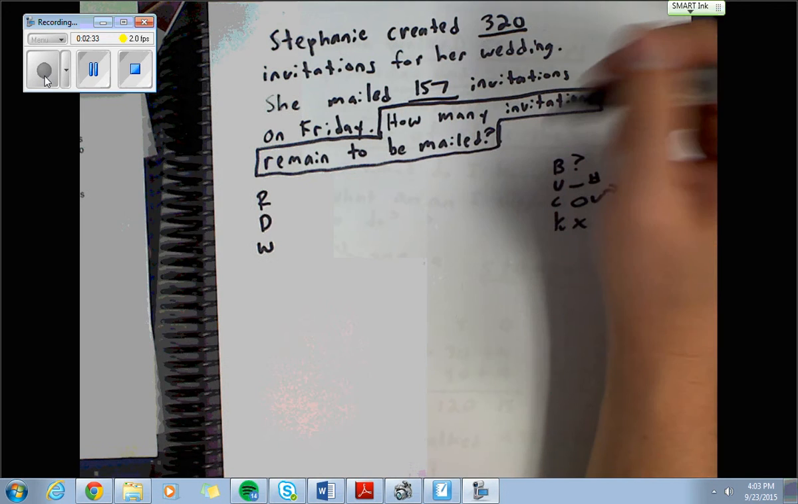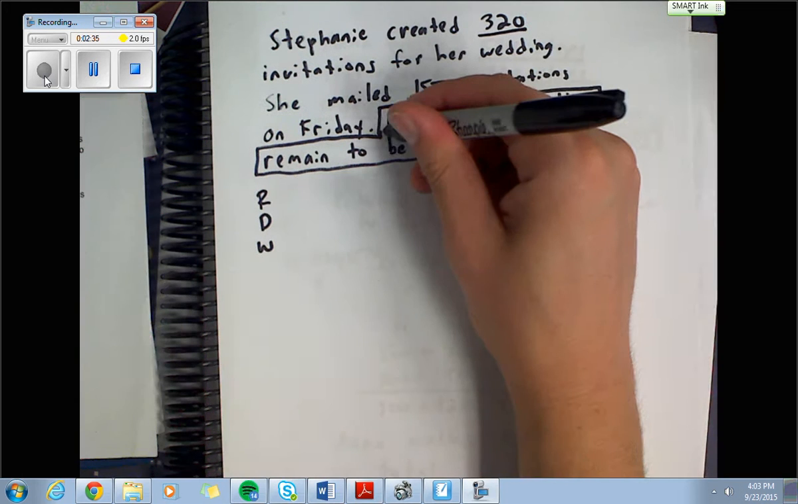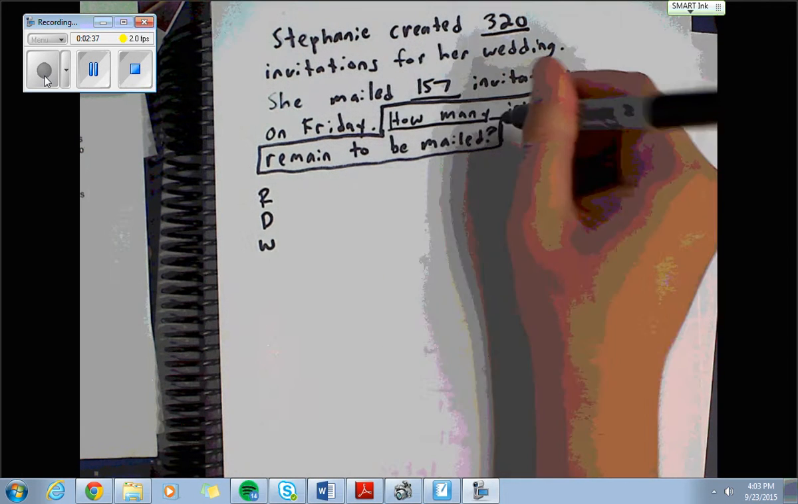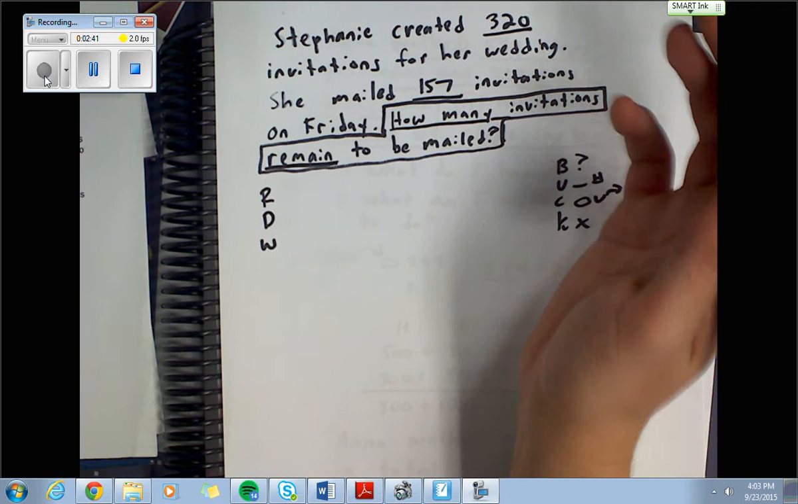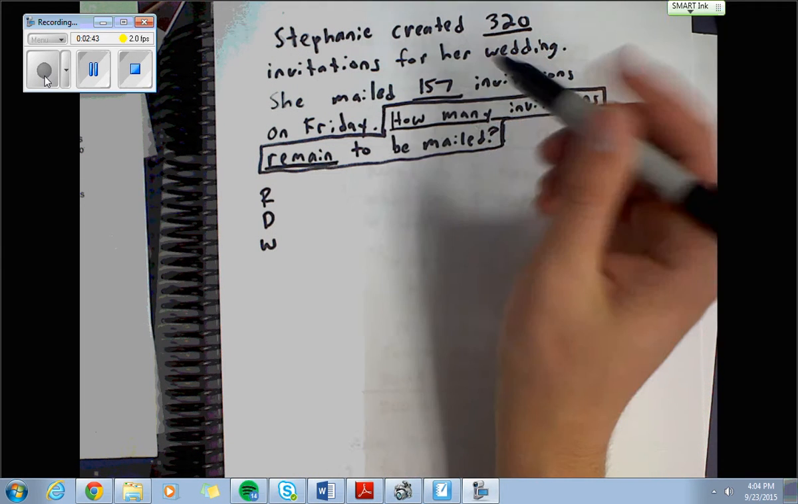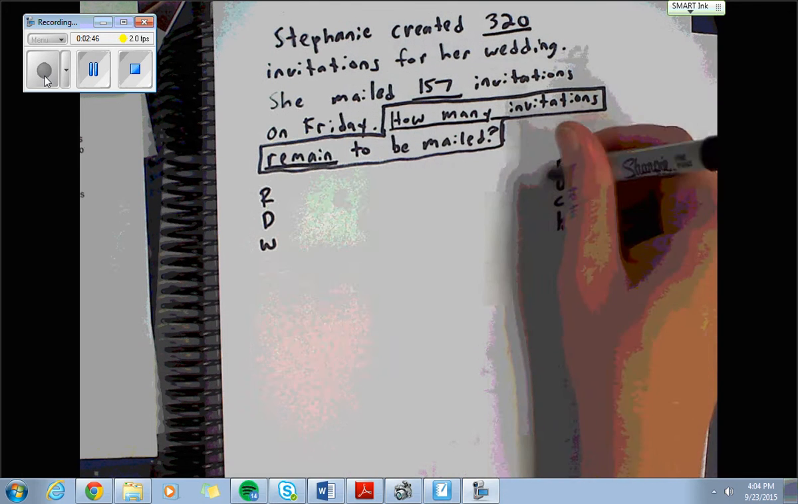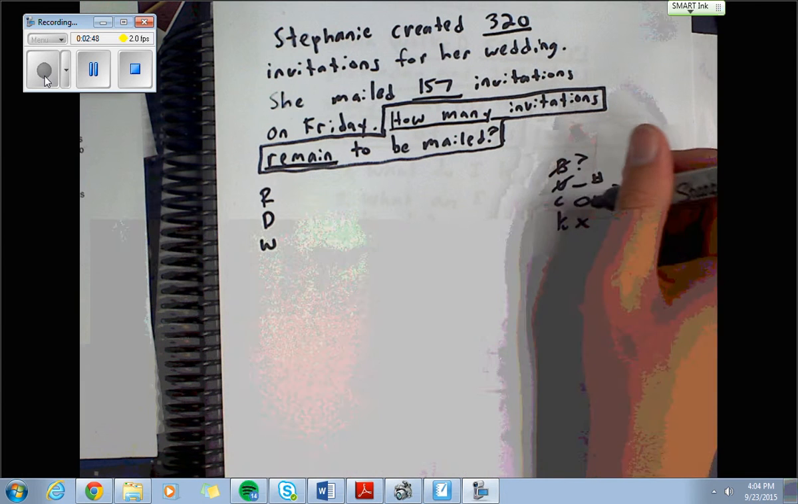Then looking for math phrases, how many invitations is a key one. And then remain. Remain kind of means leftover, like what's left over after she mailed those invitations out on Friday. So cross off my B, cross off my U, let's move on to circle the verbs.